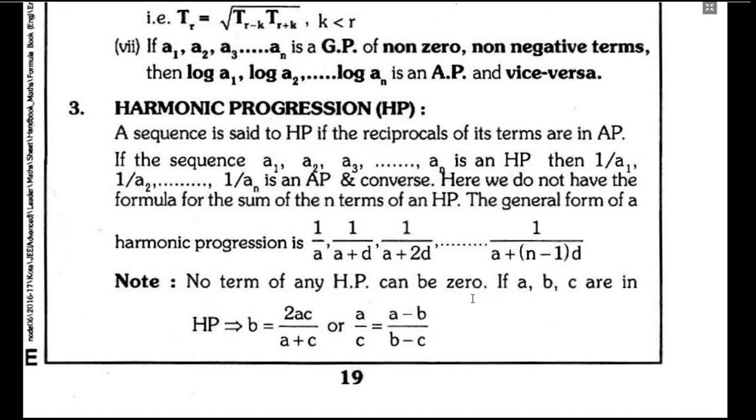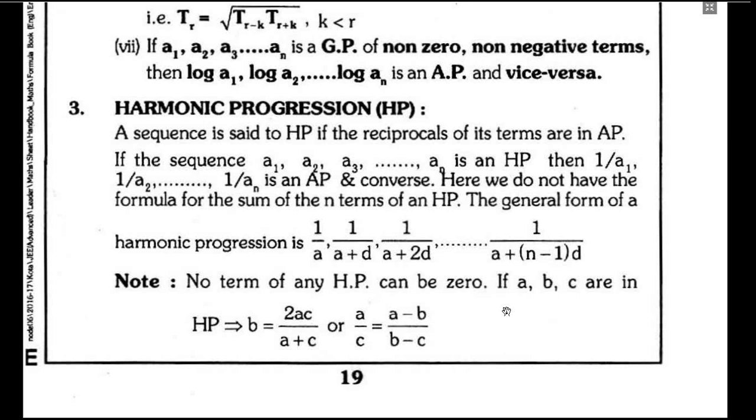If A, B, C are in HP, then, like the arithmetic mean we had, similarly you can find the harmonic mean. Suppose A, B, C are in HP, in this we have 1 upon B equal to 1 upon A plus 1 upon C divided by 2, means this will be the harmonic mean.